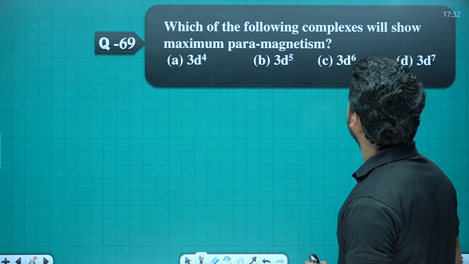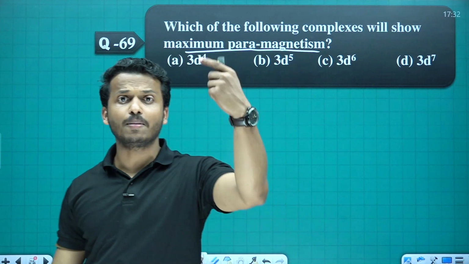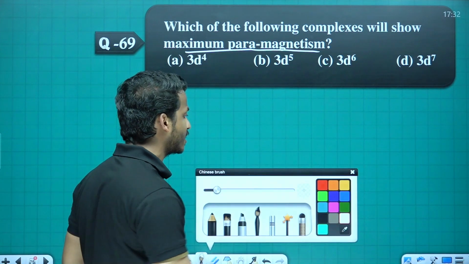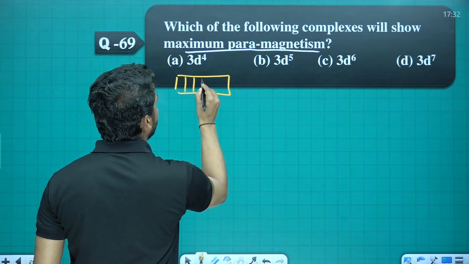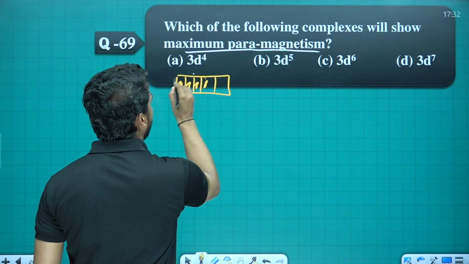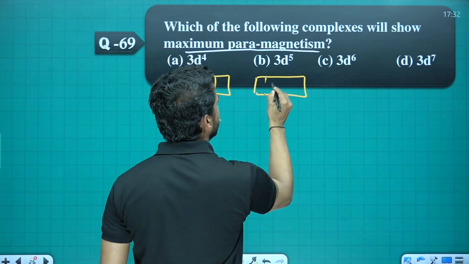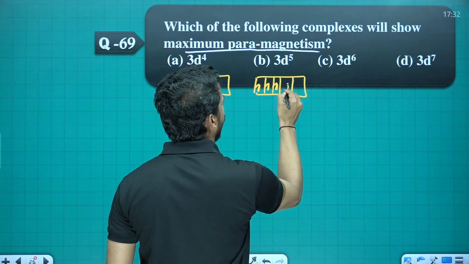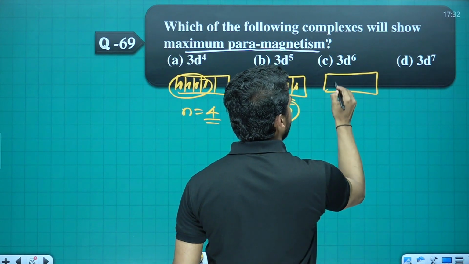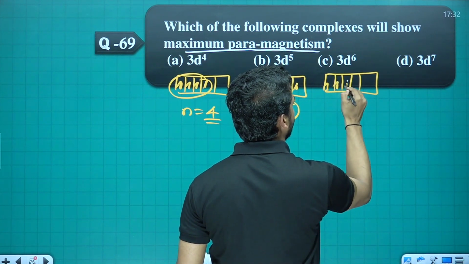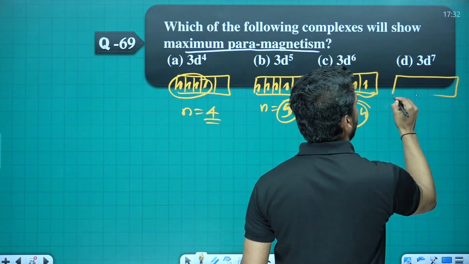Now, which of the following complexes will show maximum paramagnetism? I told you maximum paramagnetism means they contain maximum number of unpaired electrons. What do you mean by d4? d4 means d orbital contains 4 electrons. So what is the unpaired electron? 4. d5 means the electrons occupy 1, 2, 3, 4, 5. The number of unpaired electrons is 5. d6, what do you mean by d6? d orbital contains 6 electrons. 1, 2, 3, 4, 5, 6, only 4 unpaired electrons. What about d7, my dear?